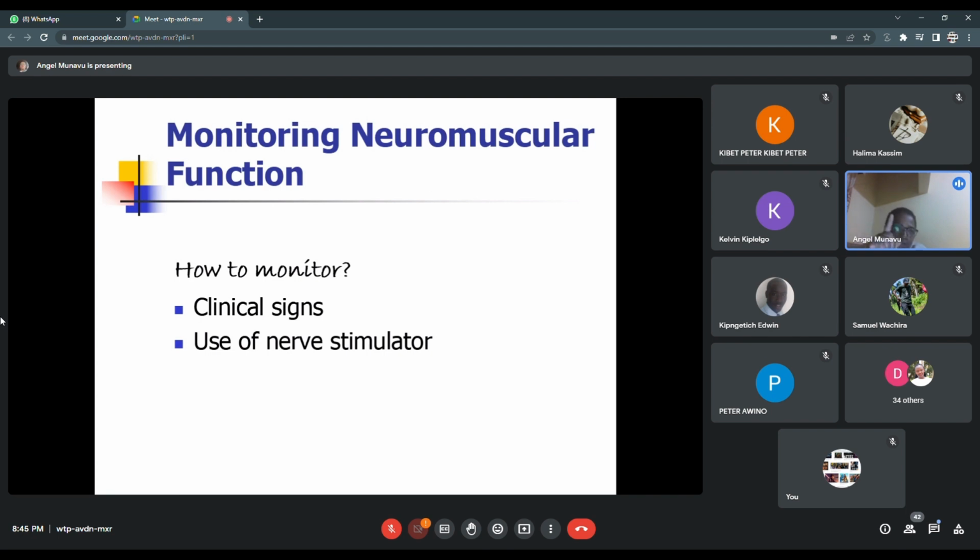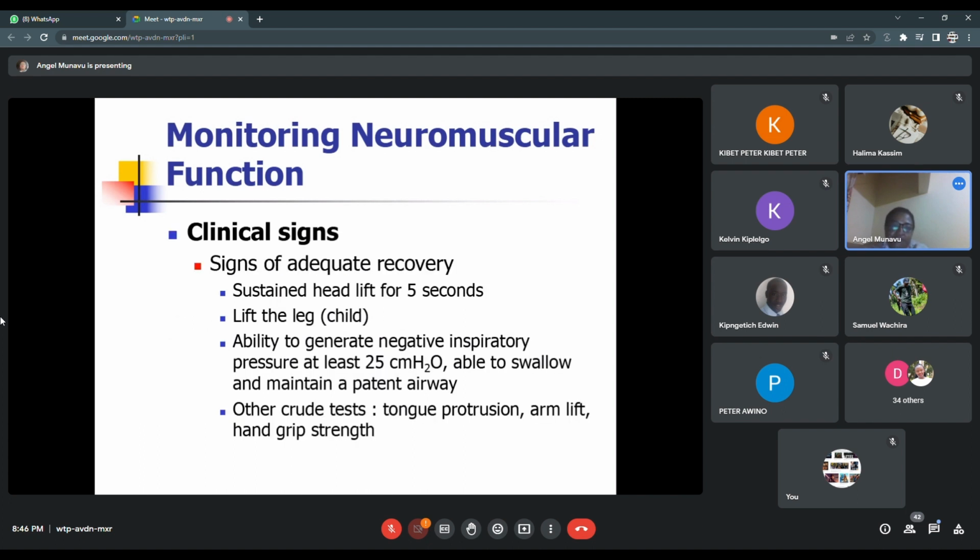So, and it has like the hands of the clock, such that when there is any movement or any activity, then that hand moves. So that is a nerve stimulator. Or you can use clinical signs when you want to know whether the patient has fully recovered from the muscle relaxation. Like you can tell them to do an activity, like raise your head or lift your leg, and see whether they have recovered from the muscle relaxant.